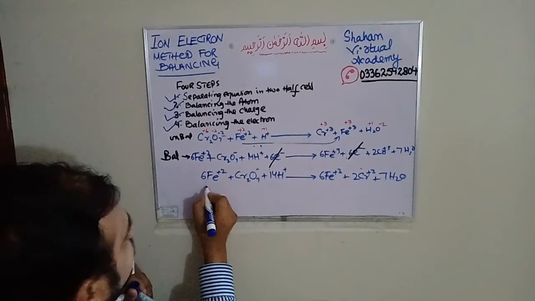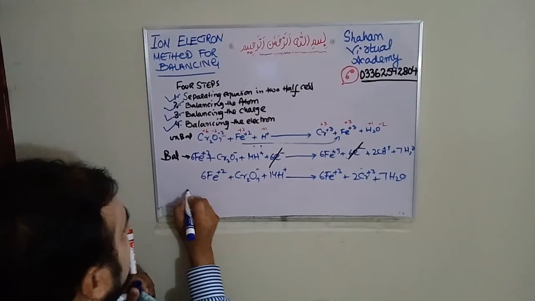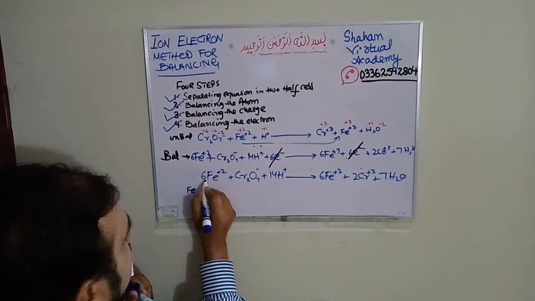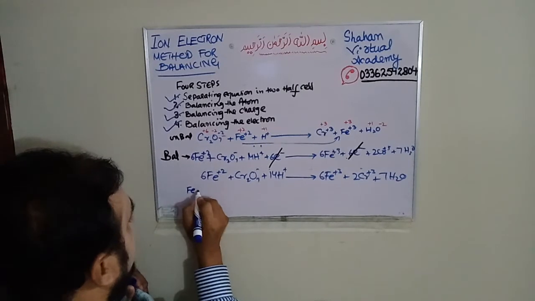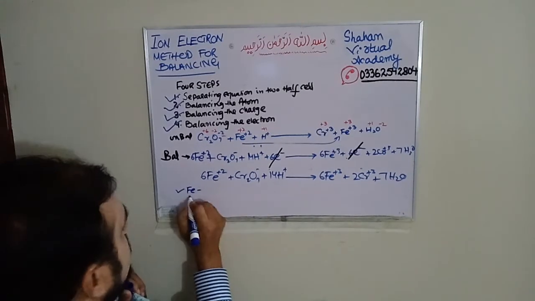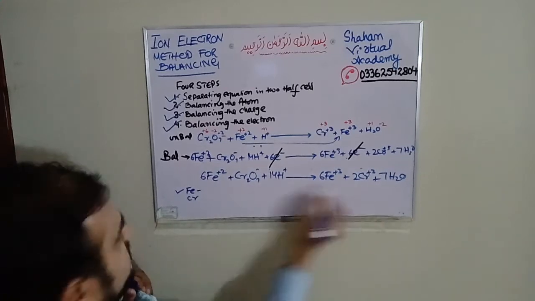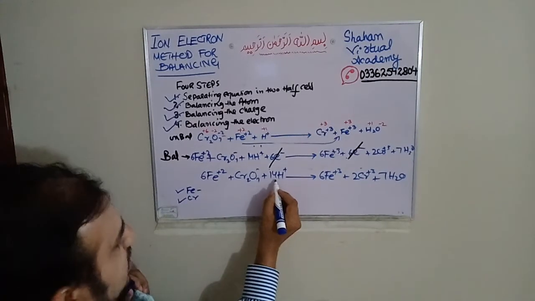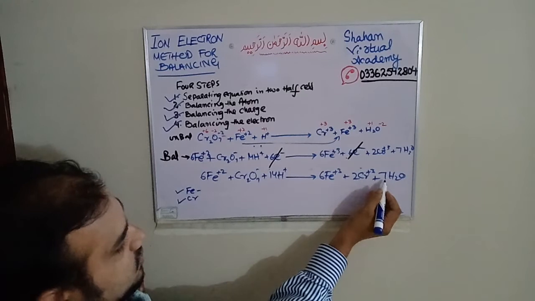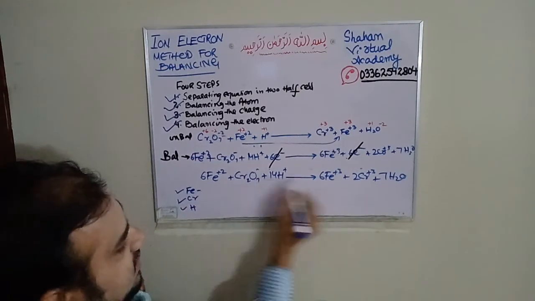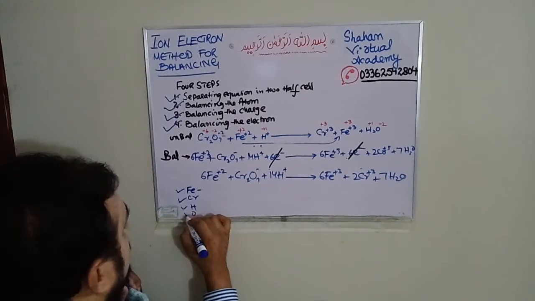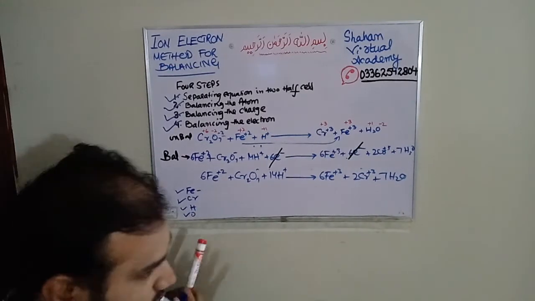Here, if you look at the atoms of iron, iron is 6, iron is 6, balanced. Chrome is 2, chrome is 2, balanced. Hydrogen is 14, hydrogen is 14, balanced. Oxygen is 7, oxygen is 7, balanced. Now we move on to the charge.